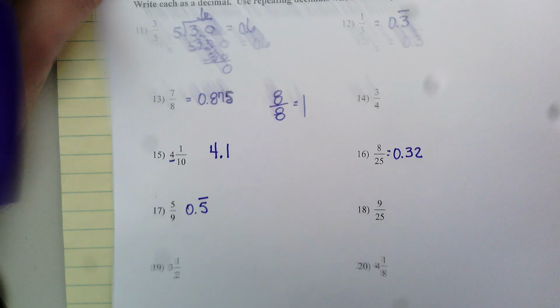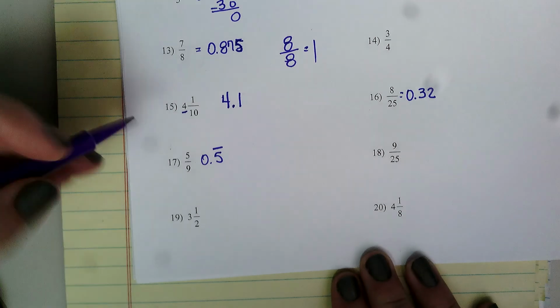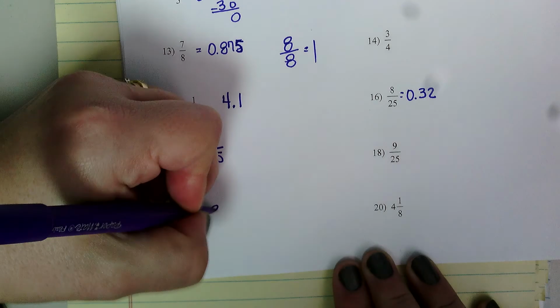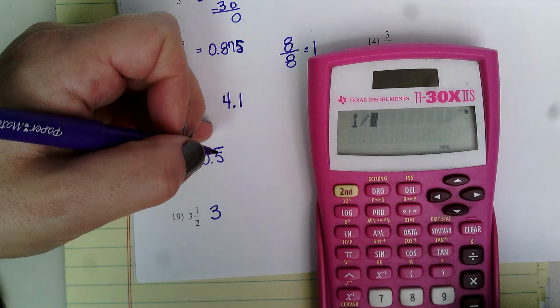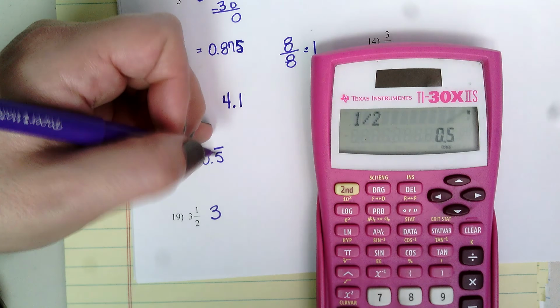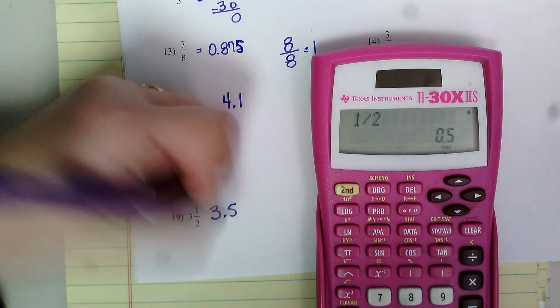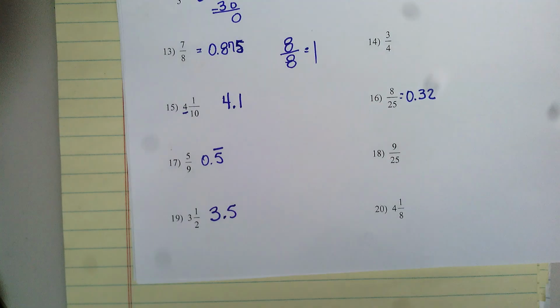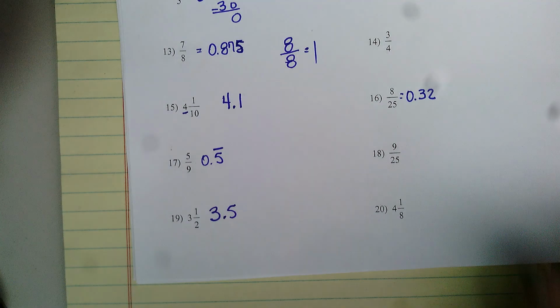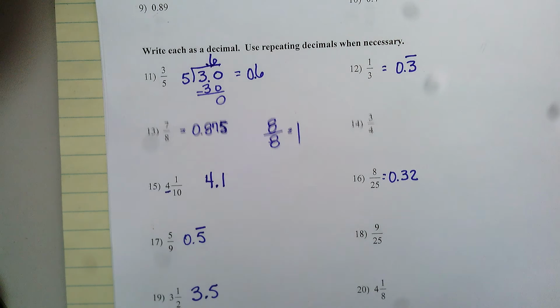Okay, I'm going to do 3 1/2. I'm going to leave the whole number 3. And 1/2, I hope you guys at this point know this, but if you don't, 1 divided by 2 is 0.5. So all I have to do is put the 0.5 there. It doesn't repeat, so I don't need a repeating bar. And that is how you are going to convert fractions into decimals.